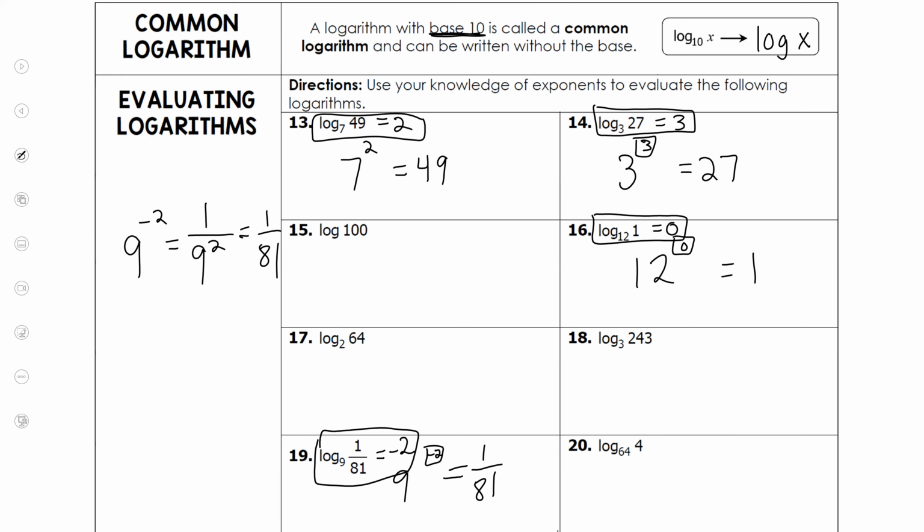So what is your base if it's not written? 10. This is the common log. So if you don't have a base, that means your base is just 10. So guys, what does the exponent need to be to get 100? 2. So that means the answer to this problem is 2. Yep, this is the common logarithm. So a logarithm with base 10 is called the common logarithm, and it can be written without the base. So if it doesn't have a base, that means it's the common log. Any more questions?